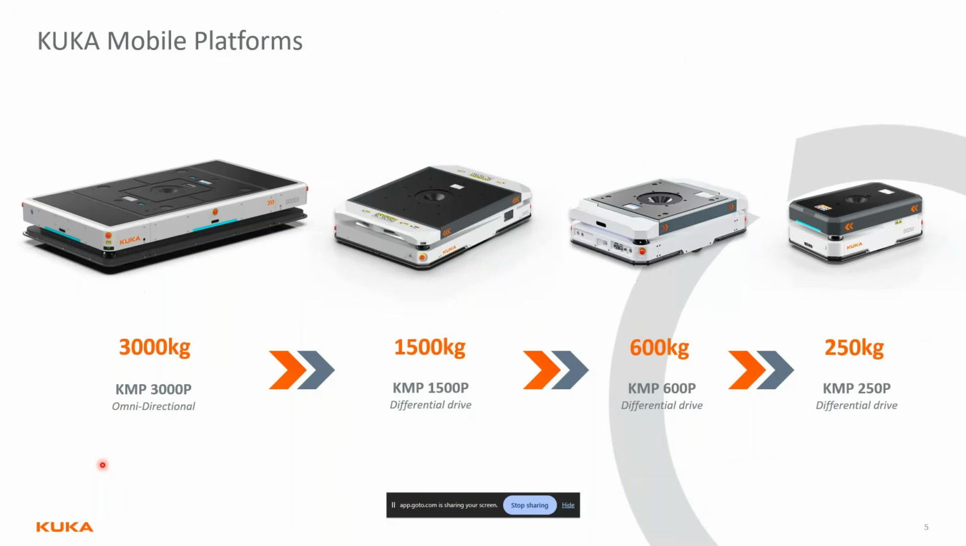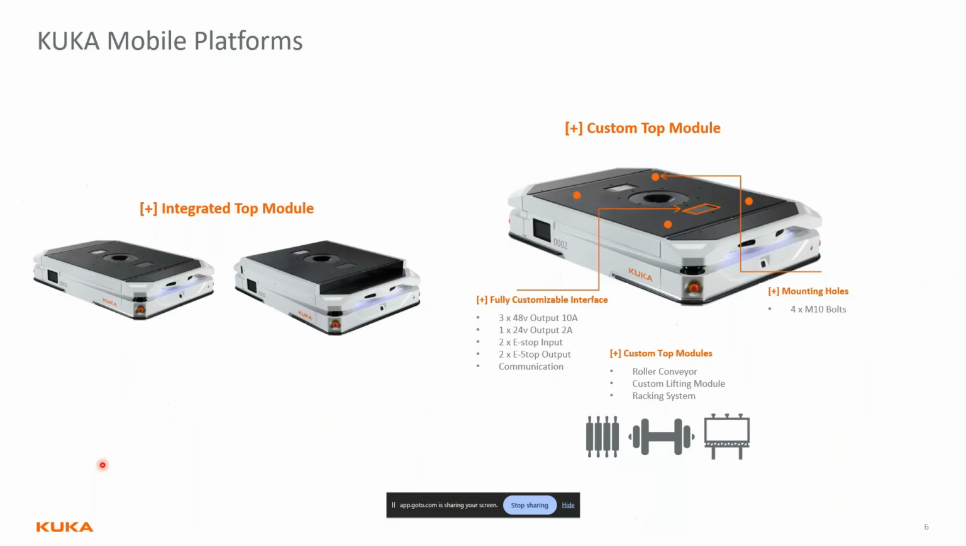We go from 250 kg, which is the KMP 250p on the right, and we go all the way up to 3000 kg. The 250p, 600p, and 1500p are all differential drive, so they drive forward, backward, and they rotate on the center. The 3000p is omnidirectional, so it will drive forward, backward, it will rotate on the center, and will also drive sideways and diagonal. All KUKA mobile platforms have an integrated lift on top of them. They have different strokes for different platforms. And we also offer an application interface for power, safety, and communication, as well as mechanical mounting holes.